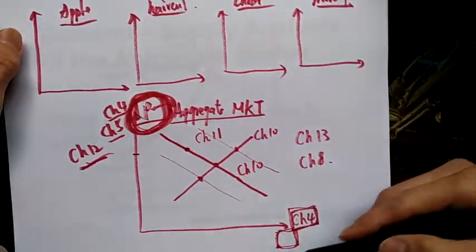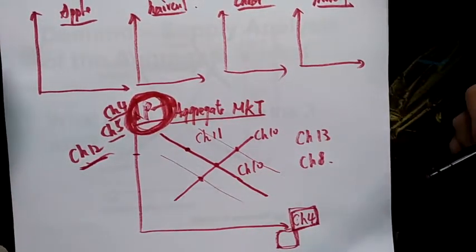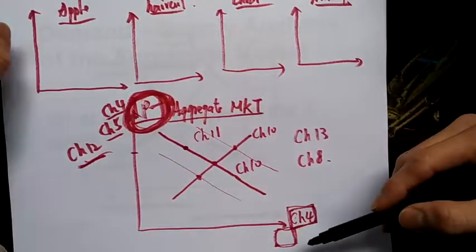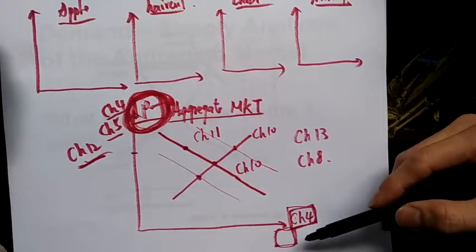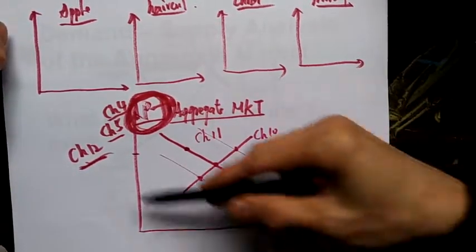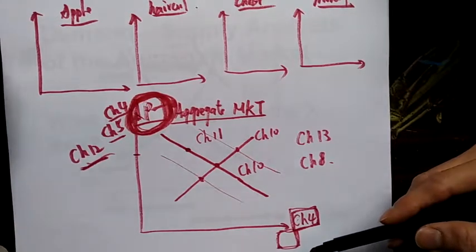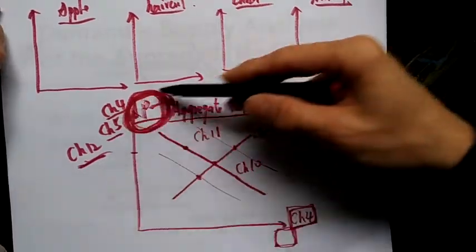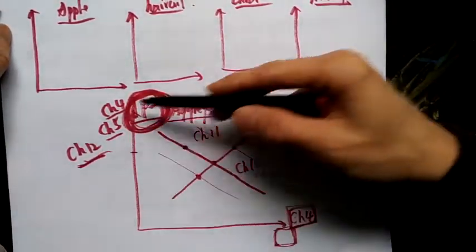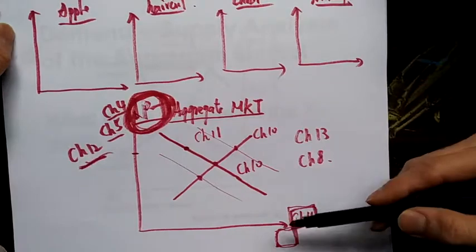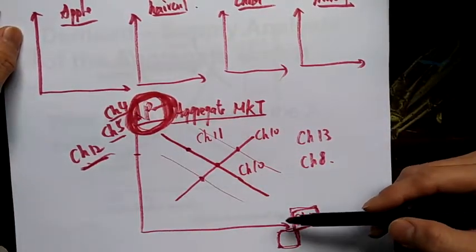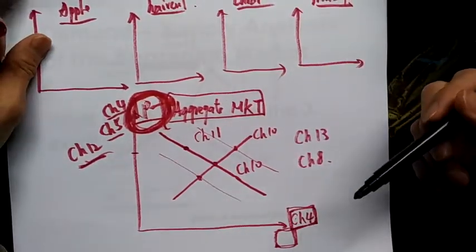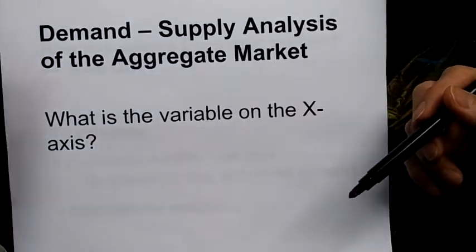Do they all look familiar to you? Yes, that's exactly what we did in Chapter 3. And that's the whole semester. Those are the chapters that we are going to cover in this class. So the whole semester, the whole principles of macroeconomics class is to do a demand and supply analysis of the aggregate market. All right?